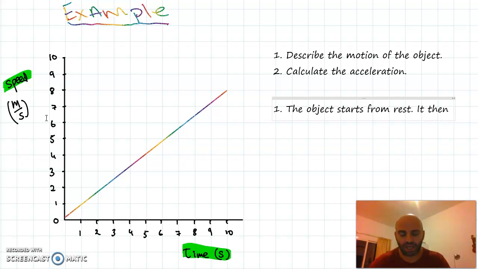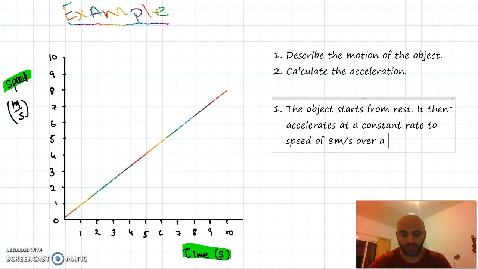It then accelerates at a constant rate, or a constant acceleration. We know it's constant because that's a straight line. Okay, that's a straight line like that. So it then accelerates at a constant rate to a speed of 8 meters per second. Don't forget your units. Over a time of 10 seconds. Okay, so that's the first thing, description done.